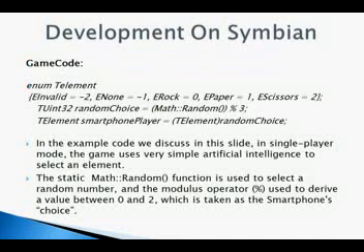So now let's look at some sample code of a game in Symbian Operating System. In this sample code, there is a single player mode. The game uses very simple artificial intelligence to select an element. The static random function is used to select a random number, and the modulus operator is used to derive a value between 0 and 2, which is taken as the smartphone's choice.